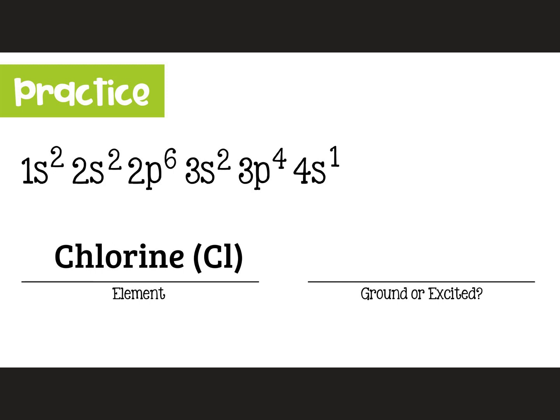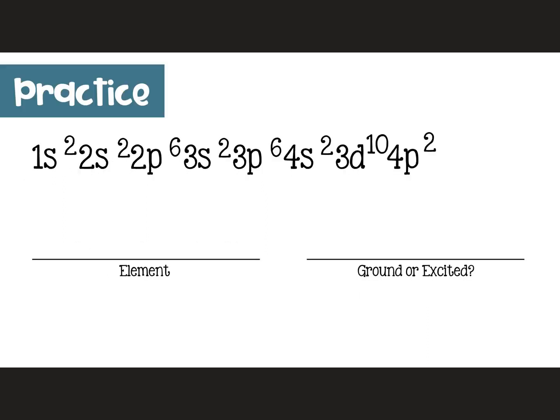And if you look closely, you'll see that 3p only has 4 electrons when it can hold 6. That means that this is an excited state because one of the electrons has been moved from 3p to 4s.